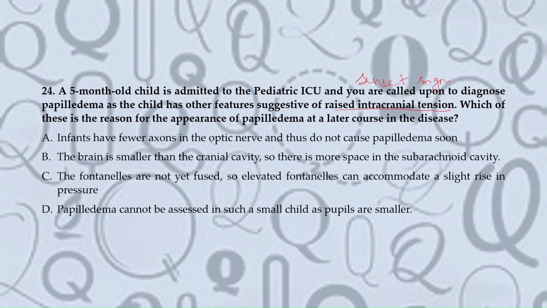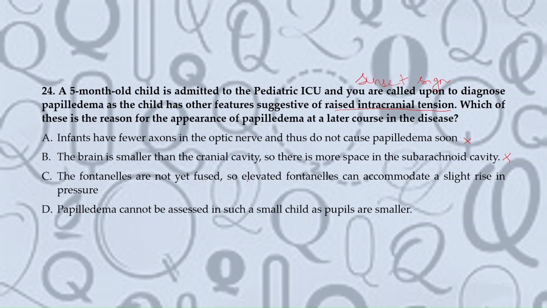Infants have fewer axons in the optic nerve and thus do not cause papilledema soon. This doesn't make sense. The child is always born with the full number of axons. Axons do not replicate with time. This is not true. The brain is smaller than the cranial cavity, so there is more space in the subarachnoid space. No, this doesn't make sense either. The growth of the skull is stimulated by the growth of the brain, so it's not like there is more space and the brain grows later. So this doesn't make sense.